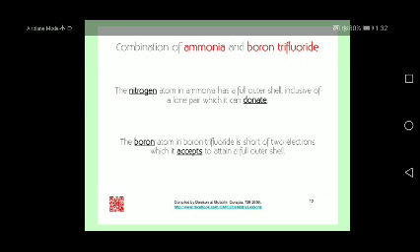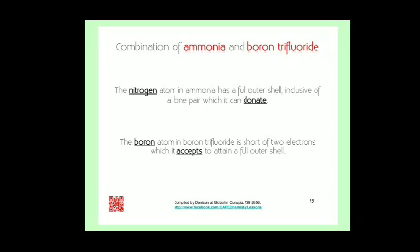In ammonia, nitrogen donates one pair of electrons to another atom, so it acts as the electron pair donor. In boron trifluoride, boron accepts one pair of electrons from ammonia, so it acts as the acceptor. One is the donor, another is the acceptor.